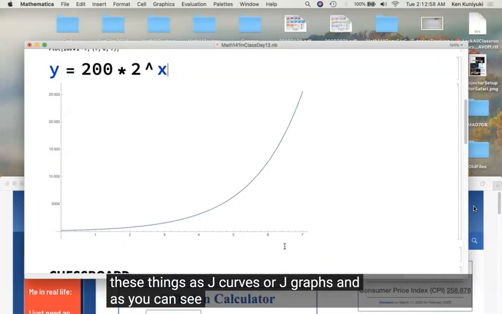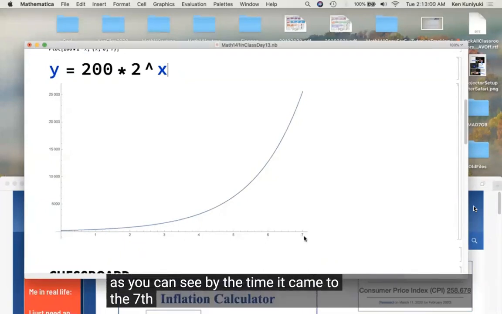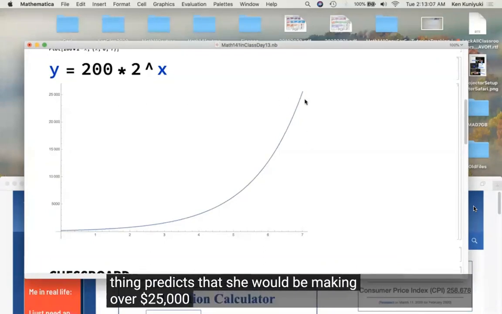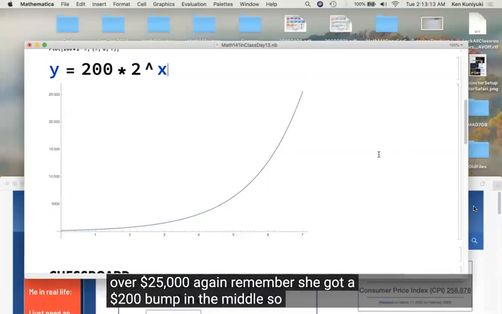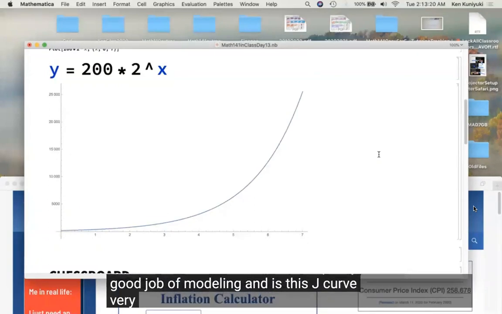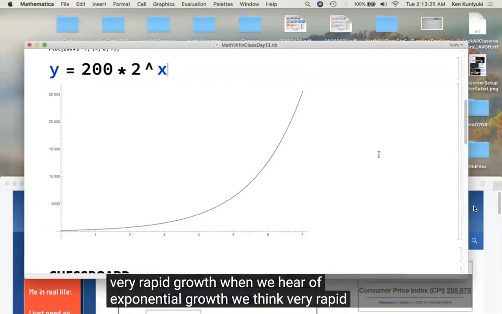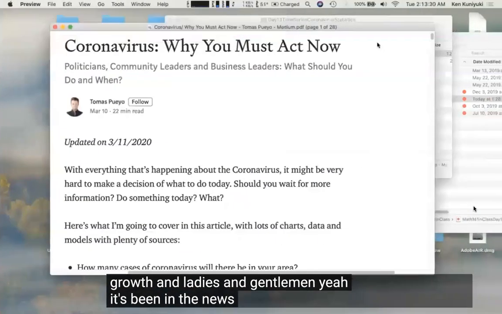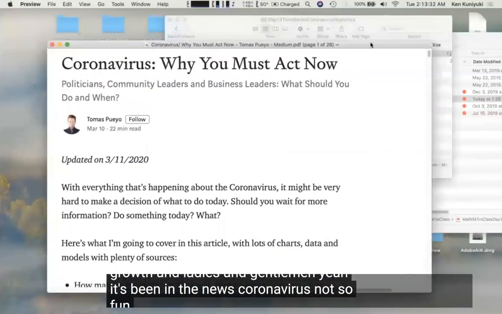Science professors, chemists, physicists love to refer to these things as J curves or J graphs. And as you can see, by the time it came to the 7th turn of the cards, she turned over 7 cards, remember, okay? This thing predicts that she would be making over $25,000. Again, remember, she got a $200 bump in the middle, so she actually made a bit more than $25,000. But pretty good job of modeling, and it's this J curve, very rapid growth. When we hear of exponential growth, we think very rapid growth. And ladies and gentlemen, yeah, it's been in the news. Coronavirus, not so fun. Not a game.